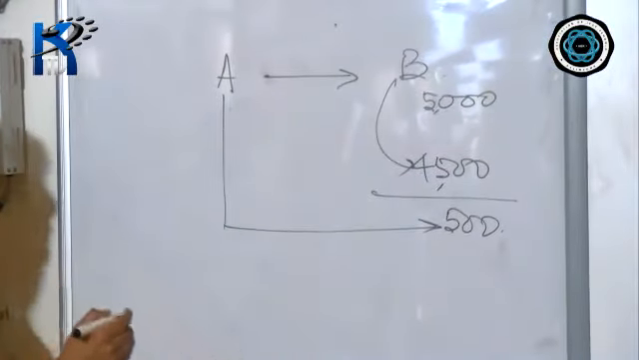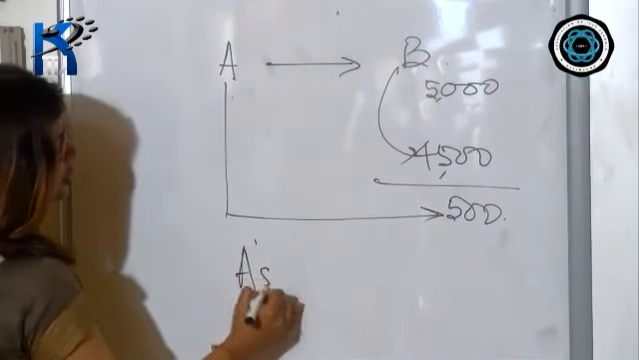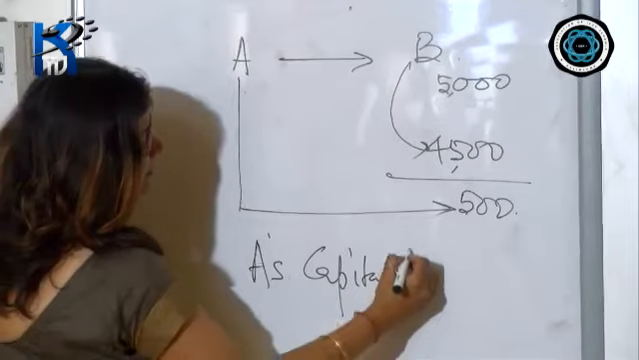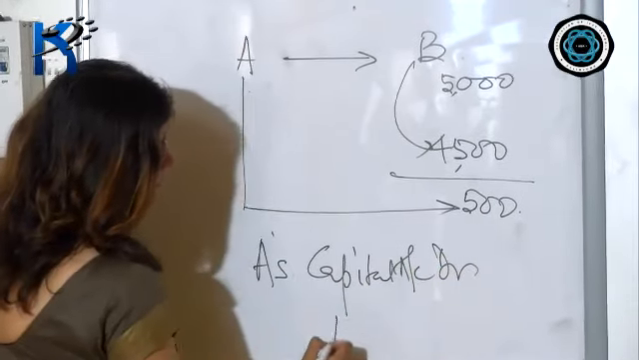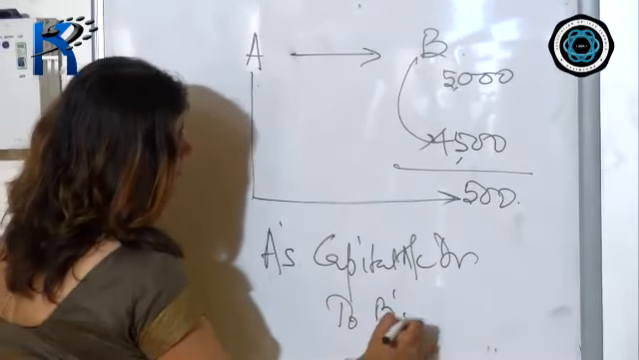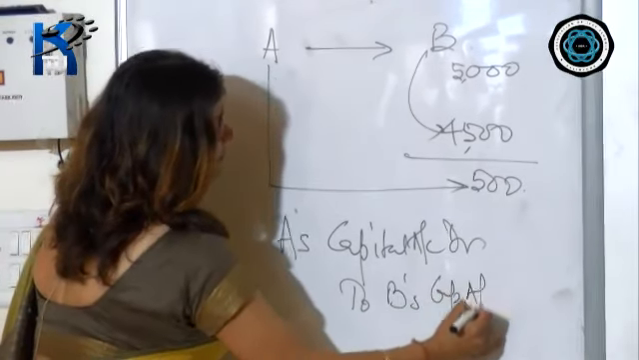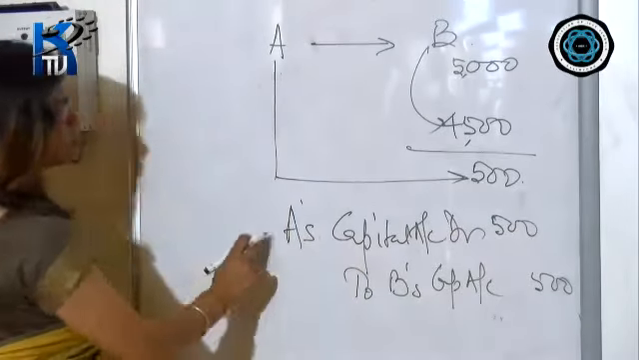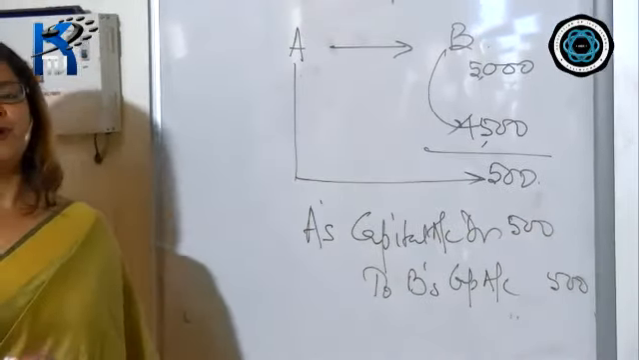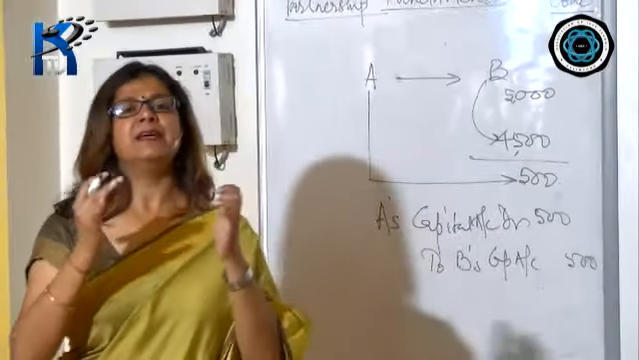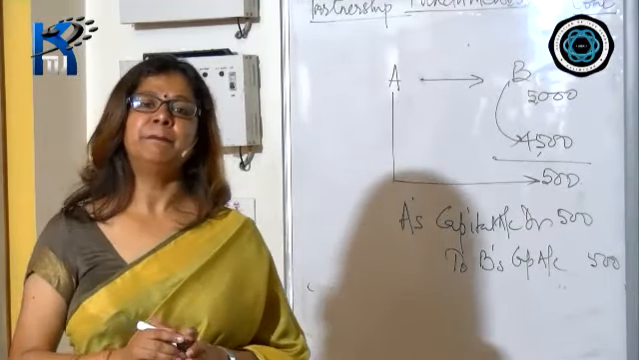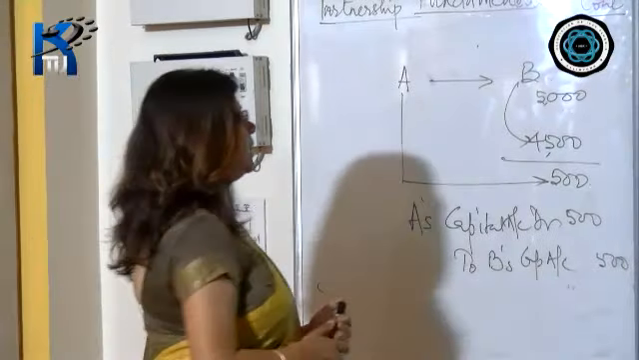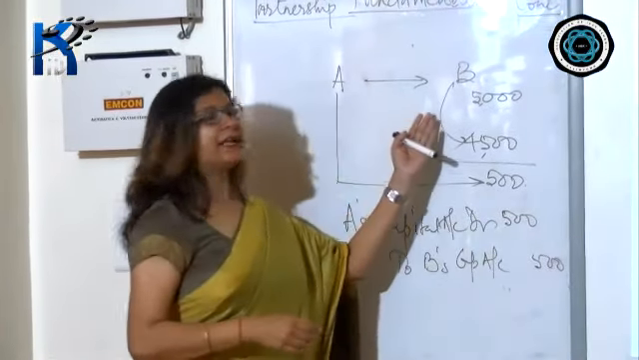What would be the journal entry in this case? The journal entry would be A's capital account debit to B's capital account. A will be giving the money to B. How much money will A give from his pocket to B? He'll give a minimum of 500 to make his guaranteed amount complete from 4,500 to 5,000. This was one partner guaranteeing another partner.